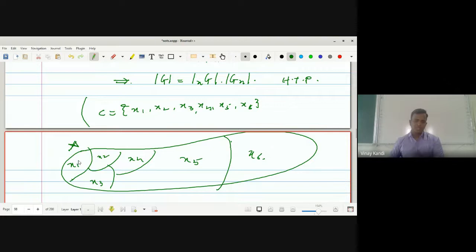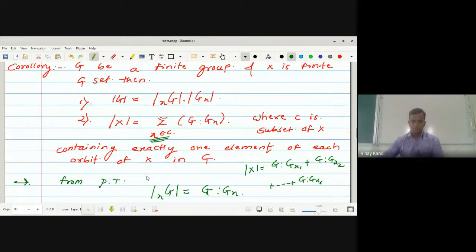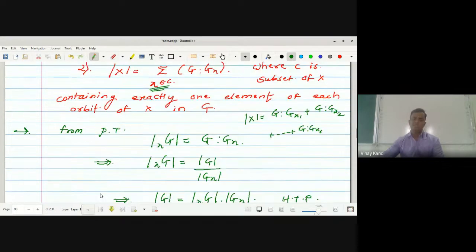From this orbit I have taken only x1. From each orbit you have to take one element. This is orbit 1, this is orbit 2, this is orbit 3, 4, 5, this is orbit 6. So from each orbit we have to take only one element. What is C? C is the subset of X containing exactly one element from each orbit. Take only one element from each orbit.